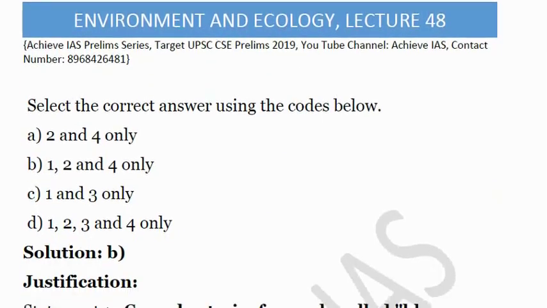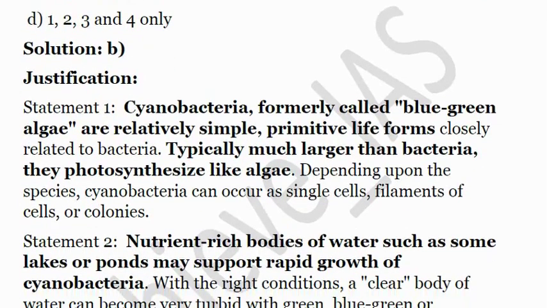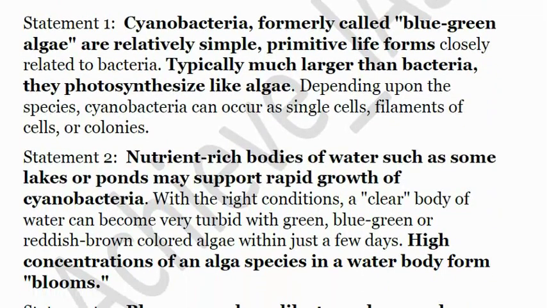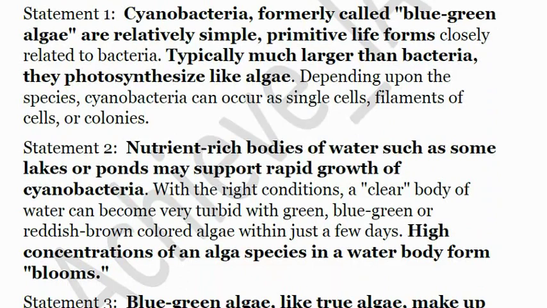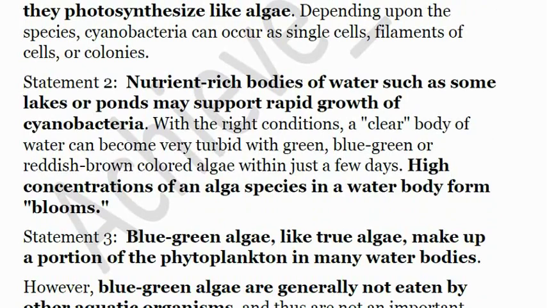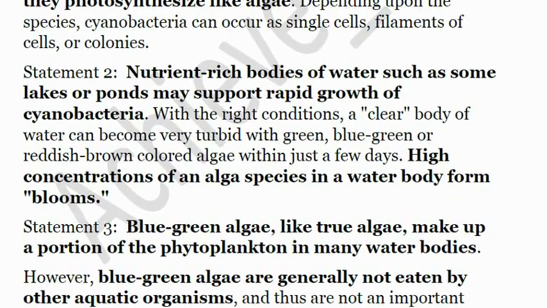So here is the justification. Cyanobacteria is also known as blue-green algae. It is much larger than bacteria, and they photosynthesize like algae, but they are closer to bacteria. Nutrient-rich bodies of water like ponds and lakes may support the rapid growth of these cyanobacteria, and can pollute the clear water body and make it turbid. So their higher concentration is called blooms.